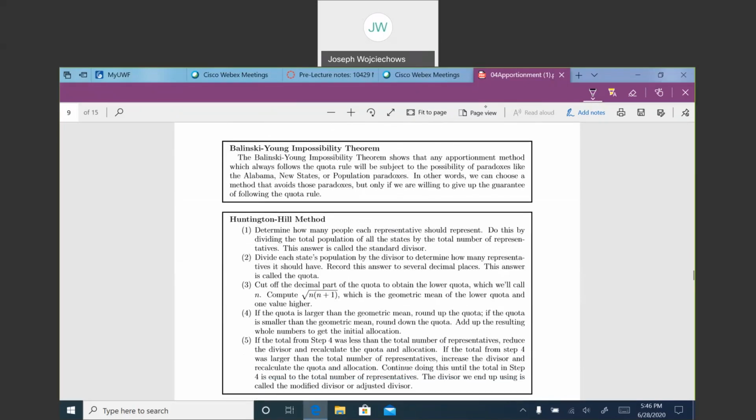Okay, then we have something called the Balinski-Young impossibility theorem. The Balinski-Young impossibility theorem shows that any apportionment method which always follows the quota rule will be subject to the possibility of paradoxes like the Alabama and new states of population paradoxes. In other words, you can choose a method that avoids these paradoxes, but only if we're willing to give up the guarantee of following the quota rule.